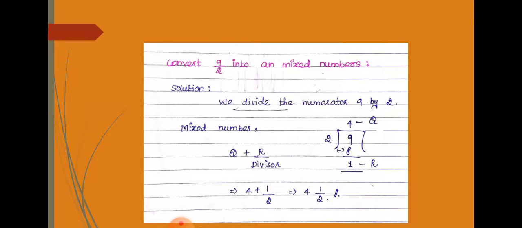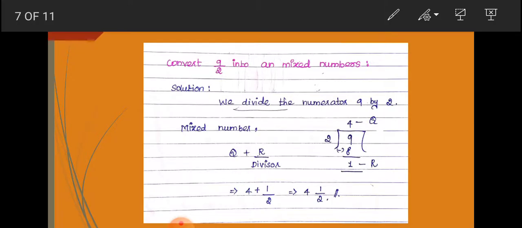Now we divide the numerator 9 by 2. What we have to do is the division. 9 is the dividend, 2 is the divisor. So we say the second table, 2 4s are 8. So 9 minus 8 is equal to 1. Now 4 is the quotient, 1 is the remainder.